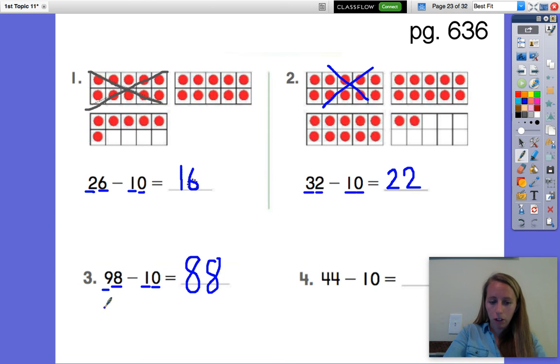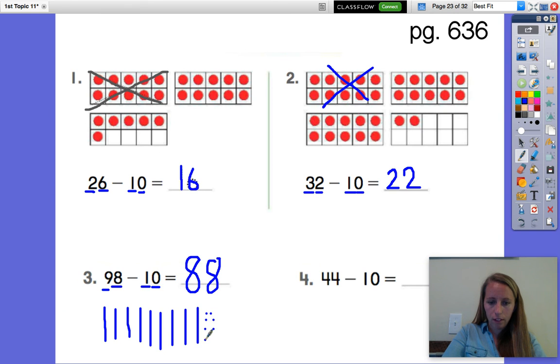Now, if I wanted to draw a picture, I would draw 98 first. So I have 10, 20, 30, 40, 50, 60, 70, 80, 90, 91, 92, 93, 94, 95, 96, 97, 98. And I want to take away 10 of them, right? I have to take away one group of 10. And I cross it off right here. Let's see how many we have left over. 10, 20, 30, 40, 50, 60, 70, 80, 81, 82, 83, 84, 85, 86, 87, 88. We got it correct. We have the same answer here and using our drawing.